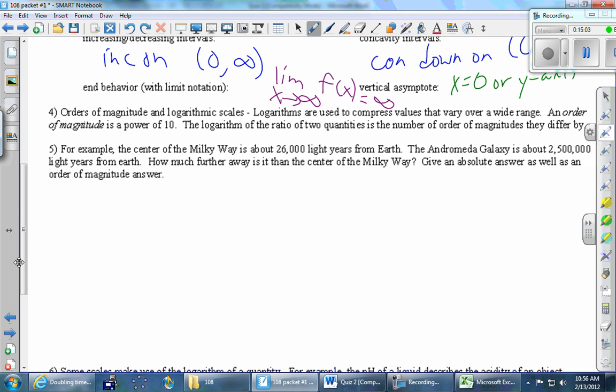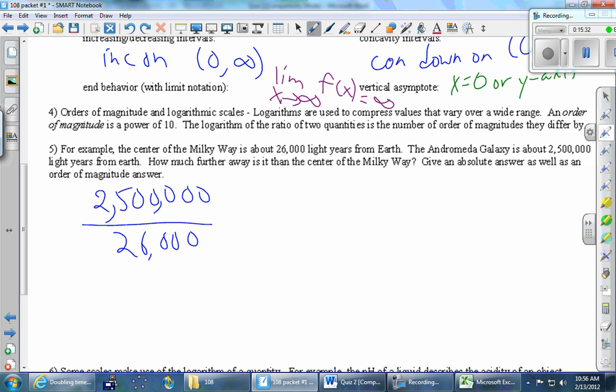Okay, so center of the Milky Way to Earth, 26,000 light years. Andromeda Galaxy, quite a bit further, but I don't have a good sense. Like, how does 2.5 million compare to 26,000? These numbers are both too big for me to grasp. So let's divide them. 2.5 million divided by the 26,000. And whatever we get, that's how many times further the one thing is than the other.